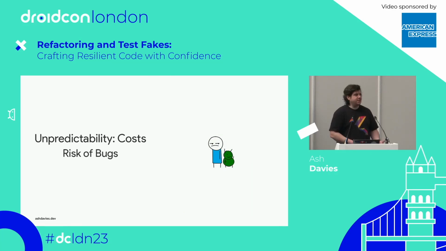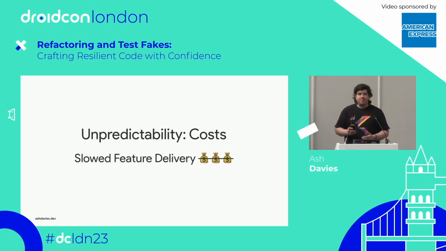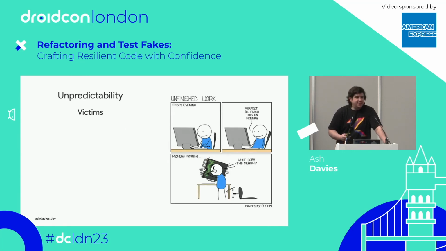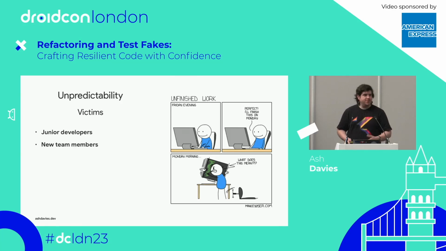It's going to introduce the risk of bugs, because unpredictability means you can't predict the edge cases. And most importantly, for the managers in the room, it's going to slow down feature delivery, which is going to slow down your income and your bonuses. So tech debt is going to have to be repaid at some point, because this unpredictability is not just harming new colleagues, or junior developers, or other people in your team, but you.